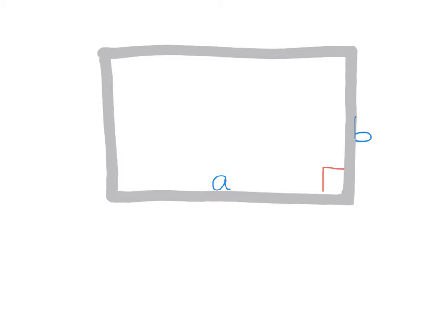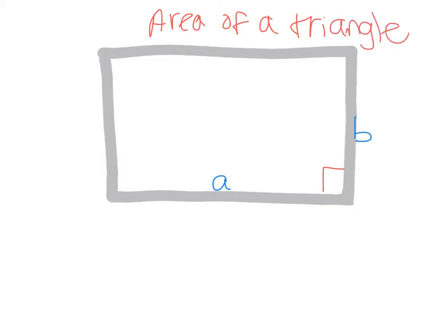In your notebook, open up to an empty page and write the title, Area of a Triangle. And then draw the shape and label the base as A. Okay, this is A, the base. And this is your height. And label that as B. Okay, and then you have your right angle in the corner here.